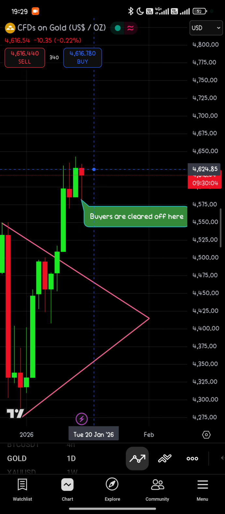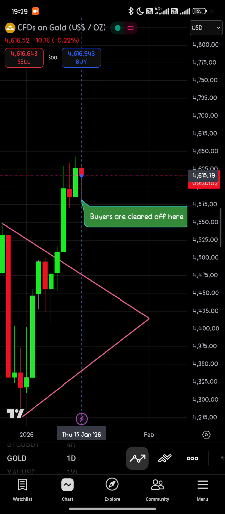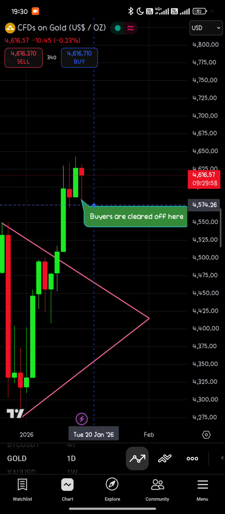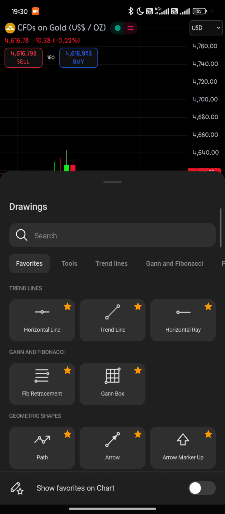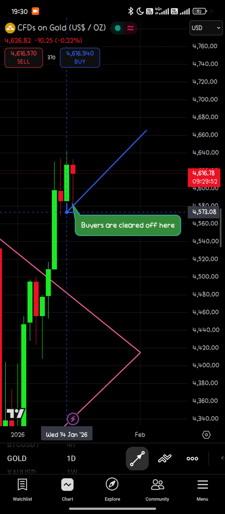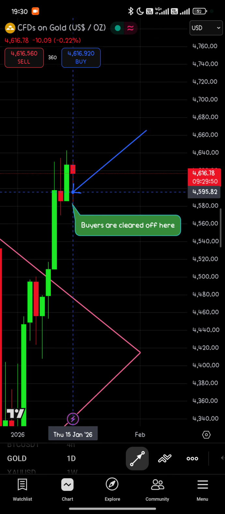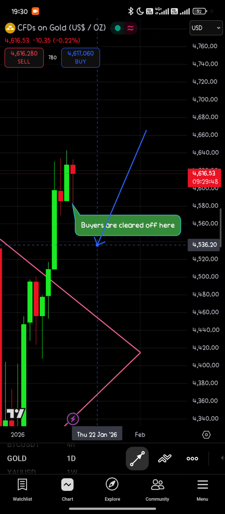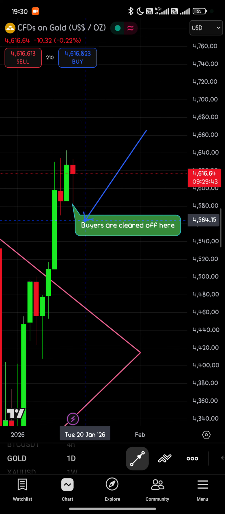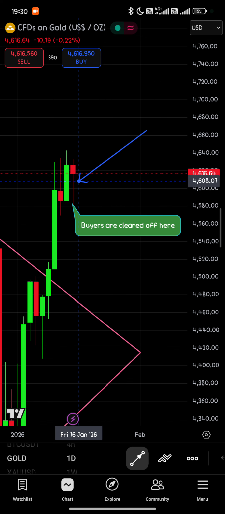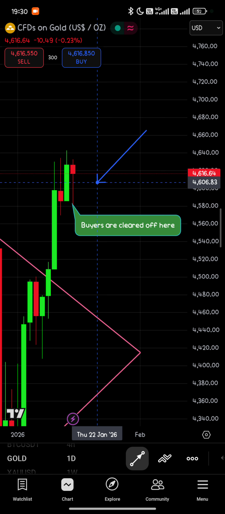So when we know that price has already cleared off buyers over here, this low wick over here, how do you know that buyers are cleared off? We know that buyers are cleared off because when price pushes down enough to pressure buyers into closing off their positions, and buyers then close their positions, the price will start pulling back. And this is what it shows, right? Price starts pulling back because buyers are out of the market.